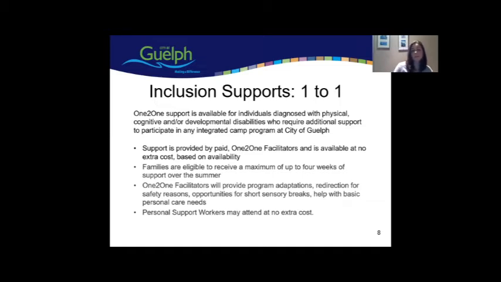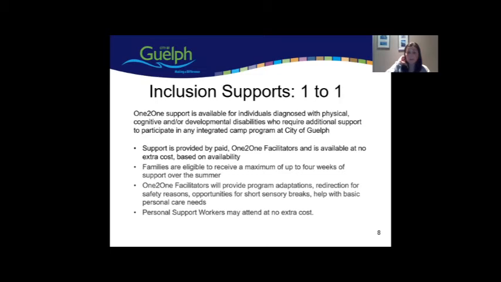One-to-one facilitators with the City of Guelph can provide program adaptations, redirection for safety reasons, and opportunities for short sensory breaks. So in an integrated camp, if your child needs a short break out in the hall or a little walk before they come back to the group, a one-to-one facilitator can support that. They can also help with basic personal care needs. If your child needs support with toileting or basic feeding, that one-to-one facilitator is able to provide that.